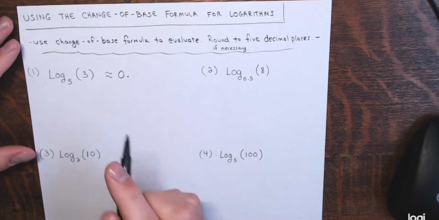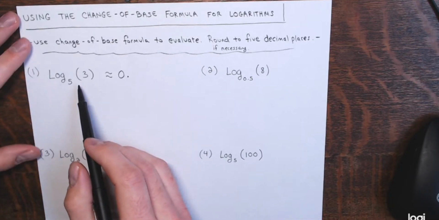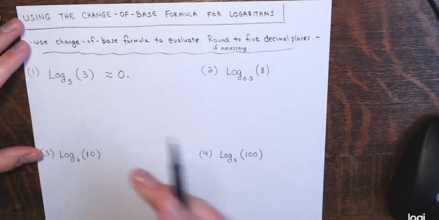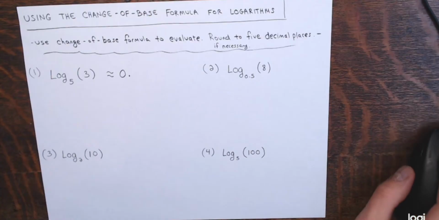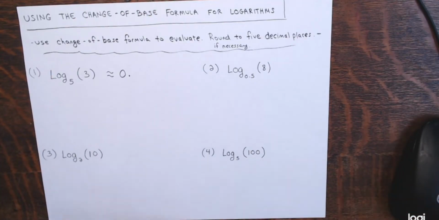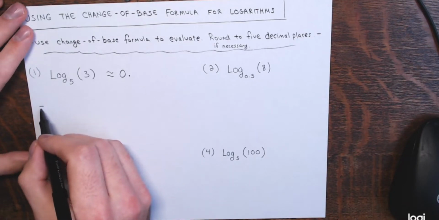Now, in most calculators nowadays, especially Desmos, you can just punch in this expression as it is, and you'll get a value. What's the log base 5 of 3, and you see it's 0.682606, but to 5 decimal places, that would be 0.68261. But we're not asked to just punch that in. We're asked to use the change of base formula.